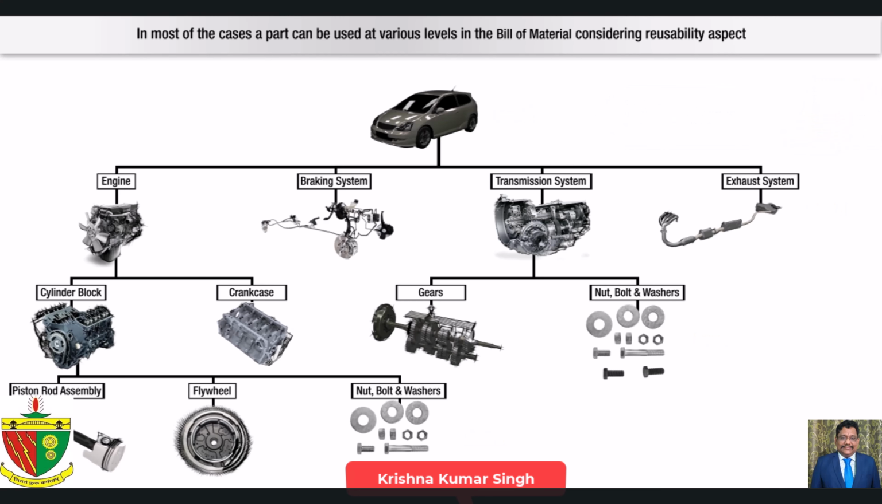In most of the cases, a part can be used at various levels in the bill of material considering reusability aspect. Above clearly explains the where used situation of parts etc. in a hierarchical structure. Also, you learned about the relationships as well as levels in the bill of material.